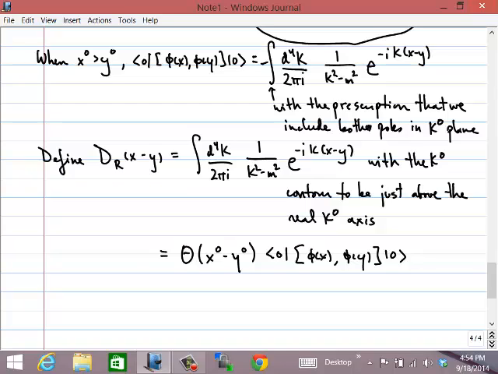Okay. So in particular, if you want to calculate the commutator of phi of x, phi of y, only when x is in the future of y, then you compute it by performing this integral of 1 over k squared minus m squared, Fourier transformed, with this particular contour prescription that the k0 contour is just above the real axis. Okay. So in fact, this is an incredibly physical and incredibly important quantity. It's referred to as a Green's function, and in particular, it's known as the retarded Green's function.